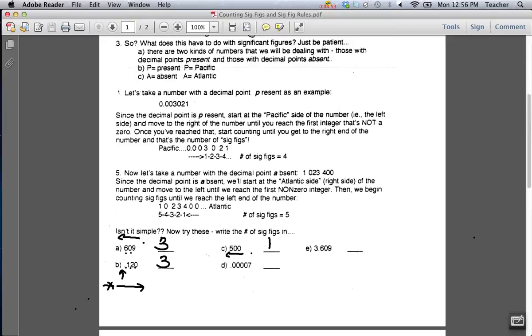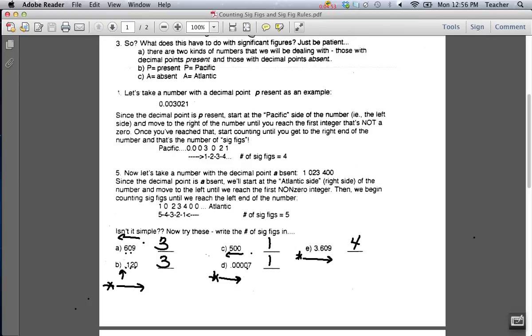In letter D, the decimal point is present, so I start on this side and go this way, and the first number I reach that's not 0 is the 7. So again, I only have 1 sig fig, and none of those zeros count. In letter E, the decimal point is present, and I start on this side of the number and work across, so all 4 of these count as sig figs.